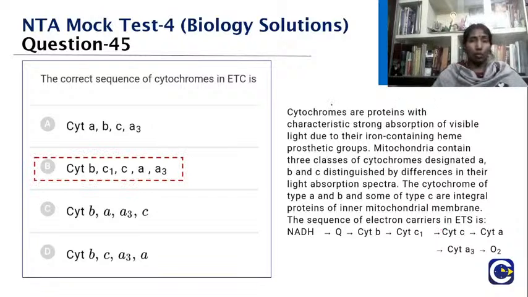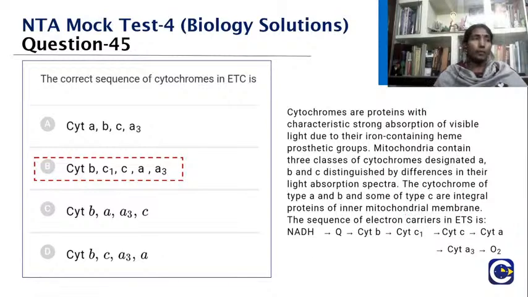It is A3. So what are cytochromes? They are proteins characterized by strong absorption of visible light, because they have iron-containing heme prosthetic groups. The mitochondria, as I said, have three classes of cytochromes designated A, B and C. You can distinguish them by differences in their light absorption spectra. The cytochromes of type A and B and some of type C are integral proteins of the inner mitochondrial membrane.